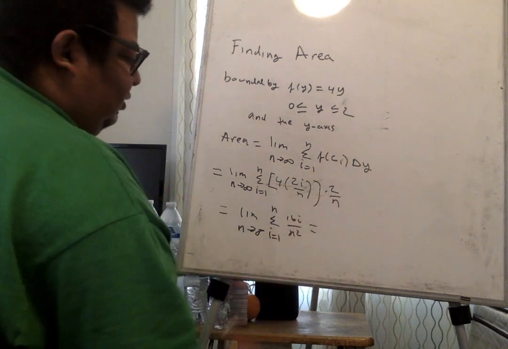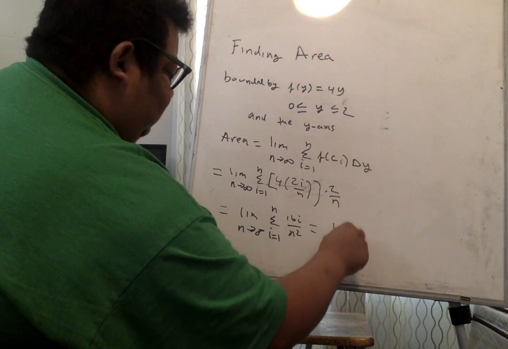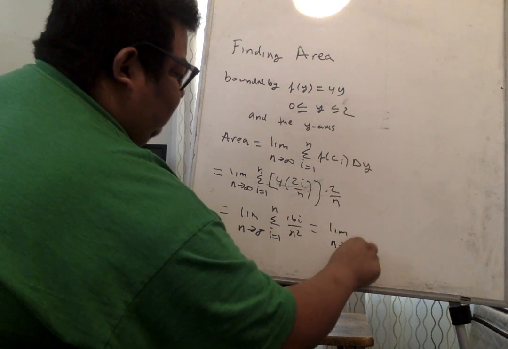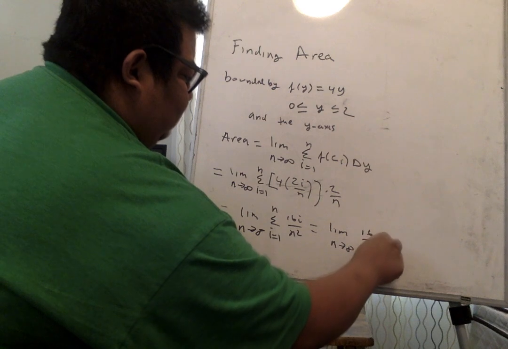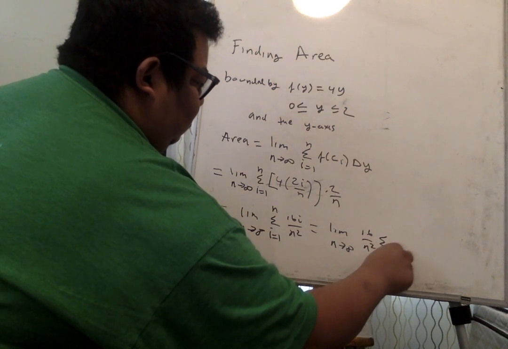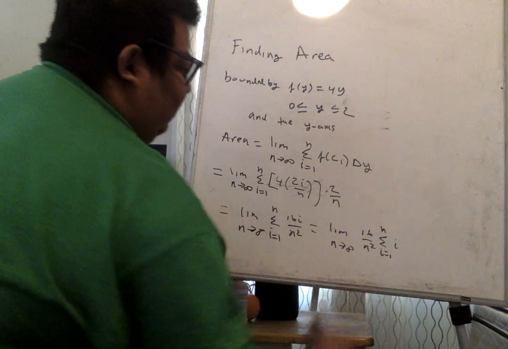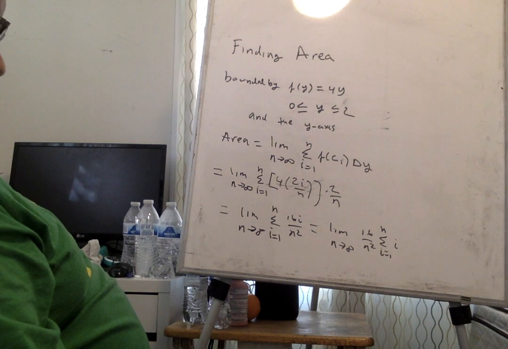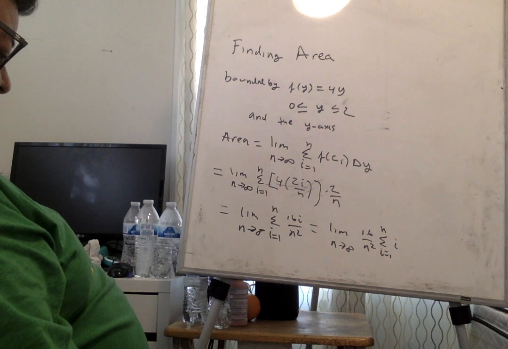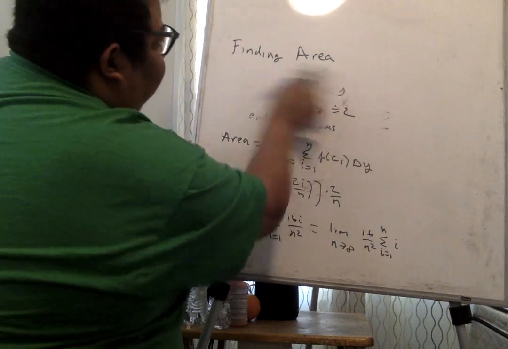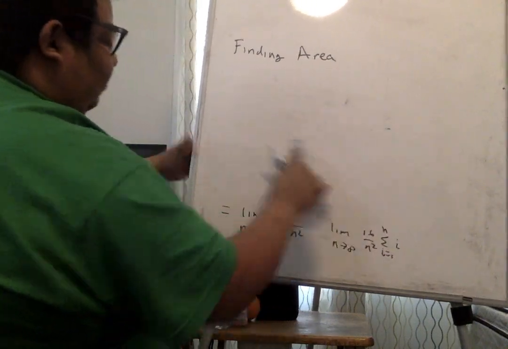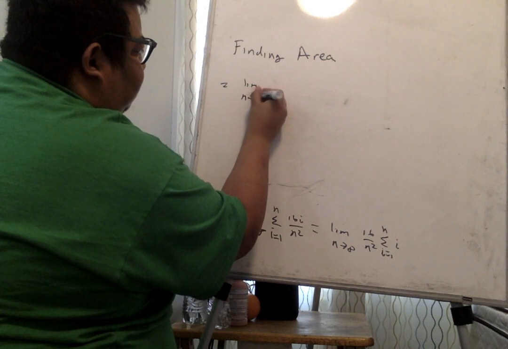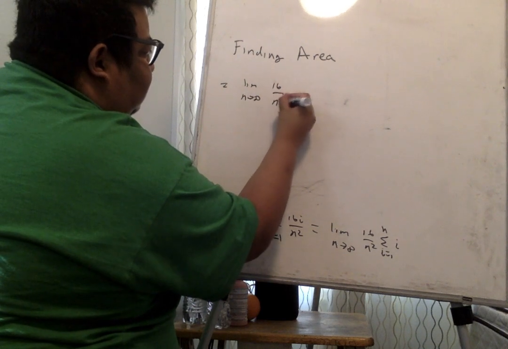So we can take out the constant, which is 16 over n squared. So that becomes the limit as n approaches infinity of 16 over n squared times the sum i equals 1 to n of i. Okay, so let's make some space here.